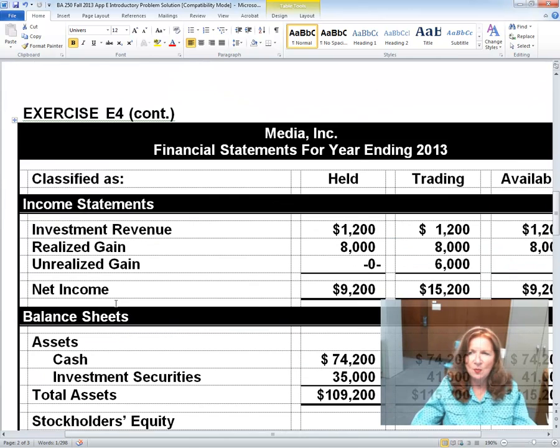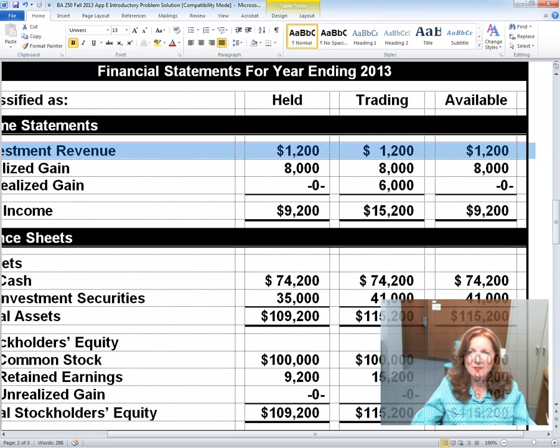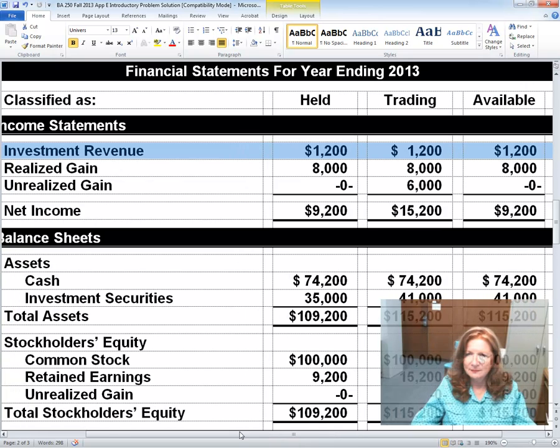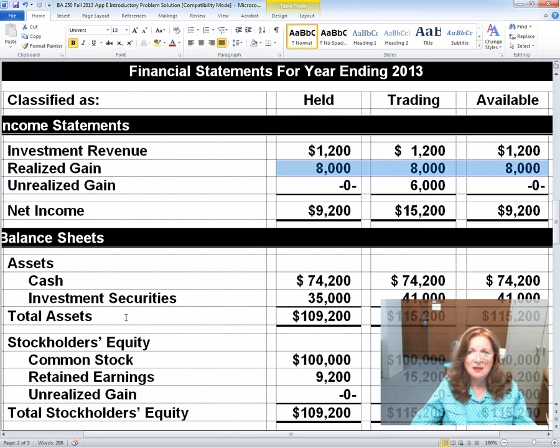So let's go down here and look and see what we found. So here's the income statement. Financial statements for 2013. They're classified as held to maturity, trading securities, and available for sale. And in the revenue, the investment revenue right there, we have 1,200 for all of them. In the realized gain, they all get the $8,000 of the realized gain because you sold those stocks in a market transaction, and you had that income in a market transaction.